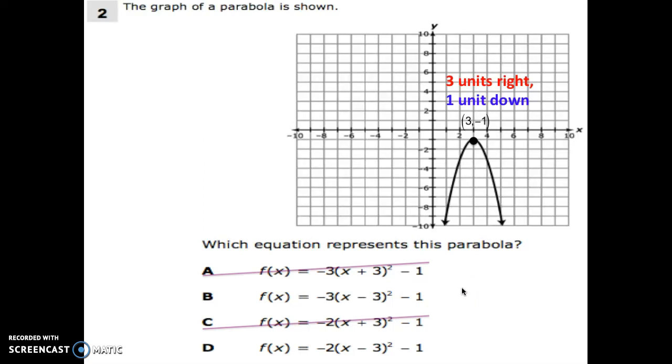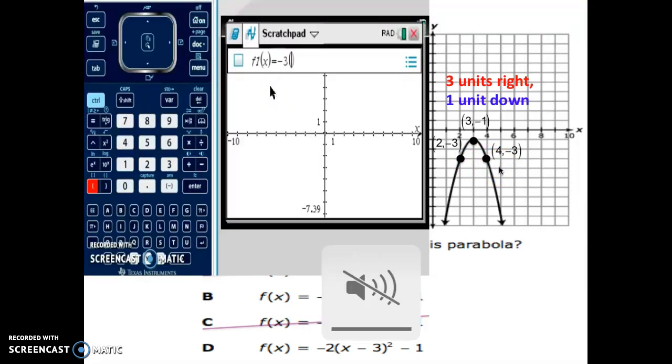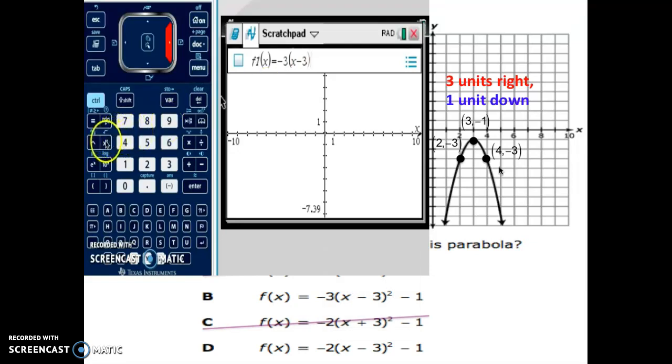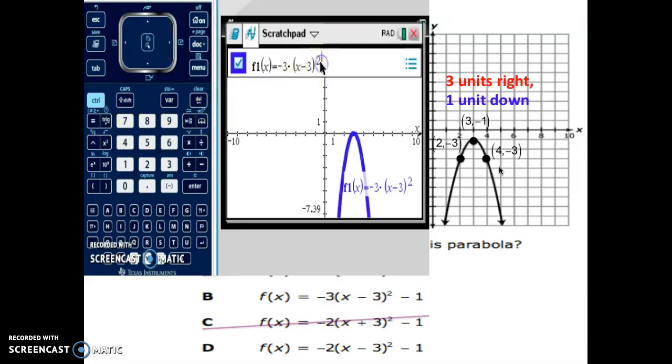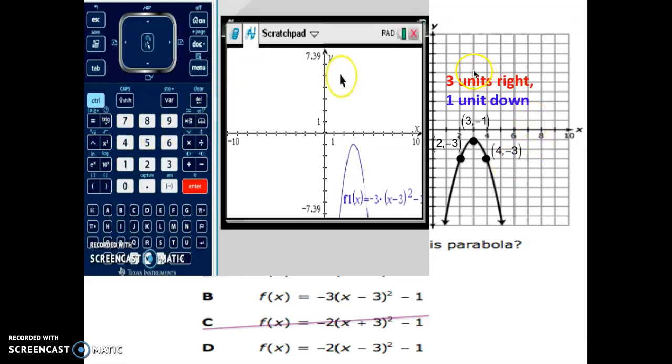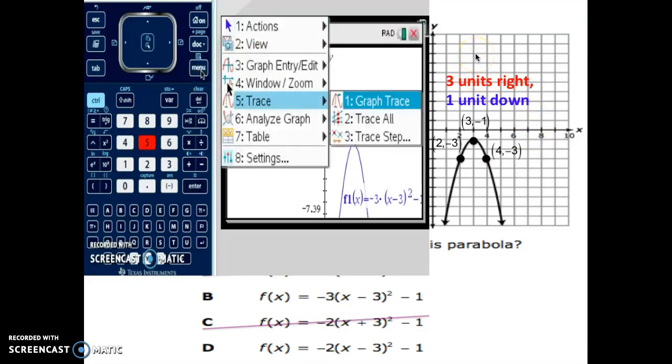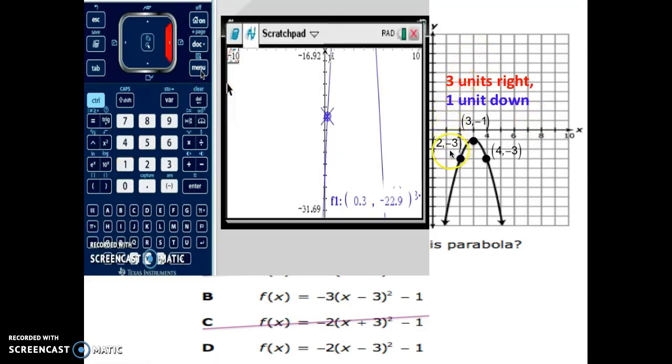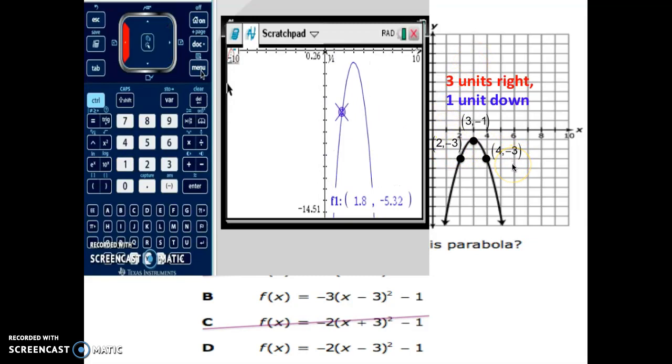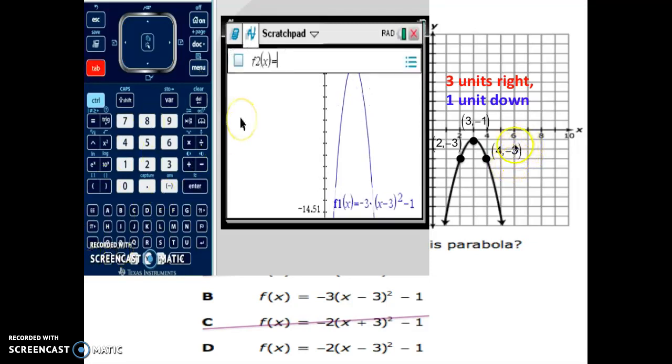And before I graph these, I also need to identify coordinates that are going to be on this graph. So I see right here that it touches the point 2, comma, negative 3, and it also touches the point 4, negative 3. So now I'm going to graph these, and I'm going to graph B first. You graph your equation, and you use menu 5-1 to trace, and I need to really locate whether it actually touches the points 2, negative 3 and 4, negative 3 or not, which means I've got to type in the number 2. It gives me 2, negative 4. That's not correct. I type in the number 4, and it gives me 4, negative 4. That's not the negative 3 I was looking for.